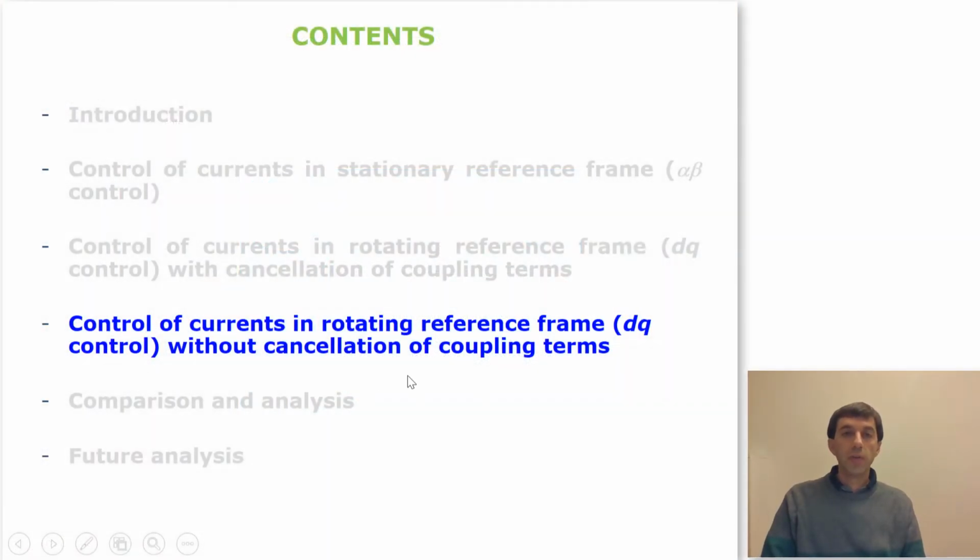Okay, so let's go for the fourth part of this presentation. Now we will study the control of currents in rotating reference frame, the DQ control, but in this case we will not cancel the coupling terms. As in the previous part, we have considered the control with cancellation, and now we will consider the control without cancellation. Most of the analysis in this part is very similar to the previous one, so I will go rather quicker than in the previous part.